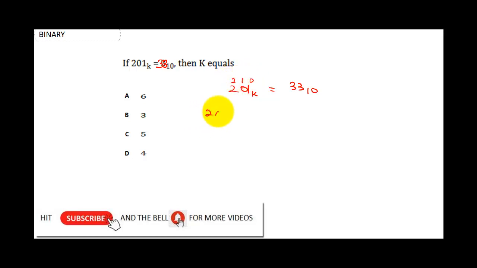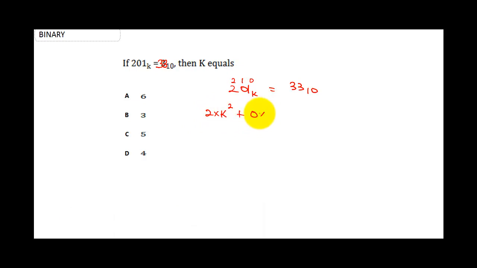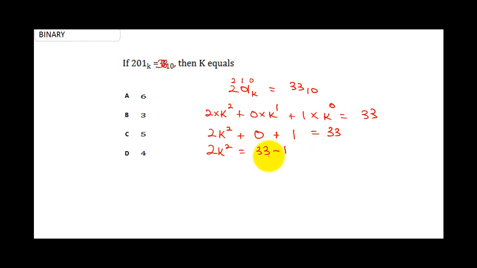So this is going to be 2 times k raised to the power of 2, plus this one is going to be 0 times k raised to the power of 1, plus this is going to be 1 times k raised to the power of 0, is equal to 33. This is already base 10, so we don't have to convert that. So this is going to be 2k squared plus 0 plus 1 times anything raised to the power of 0 is going to be 1, which is 33. So 2k squared will be 33 minus 1. So 2k squared, it's going to be what? 32.